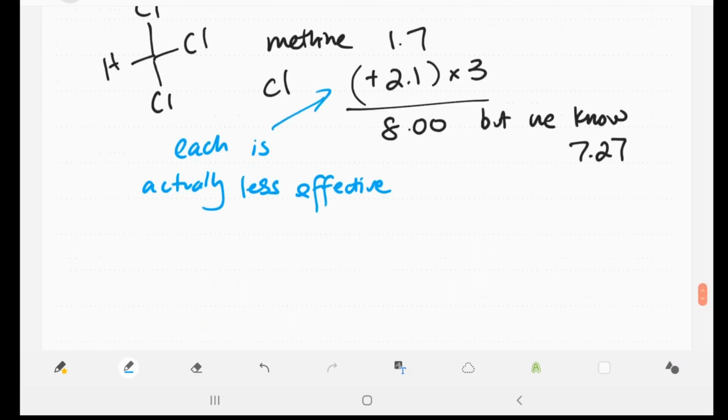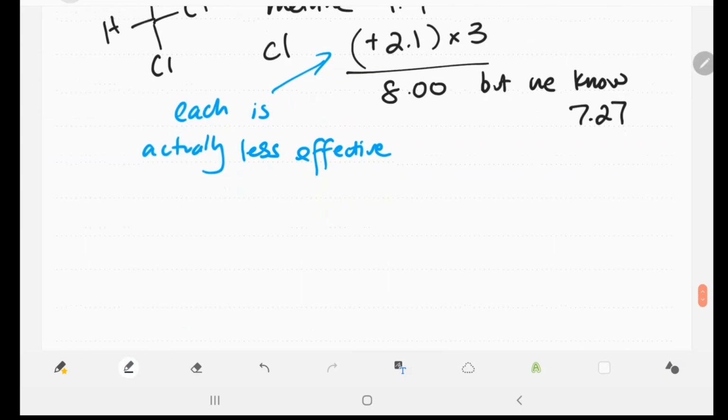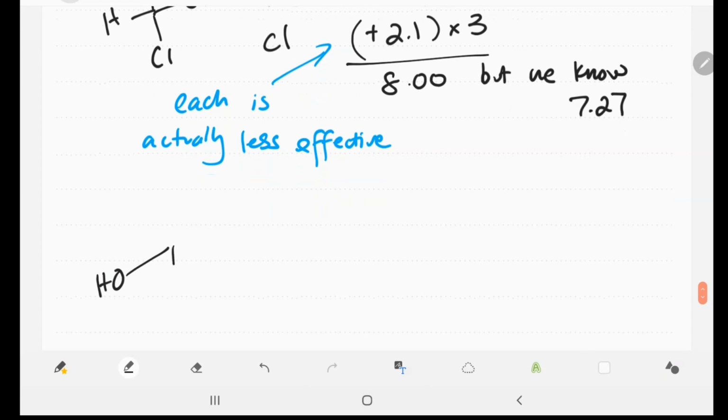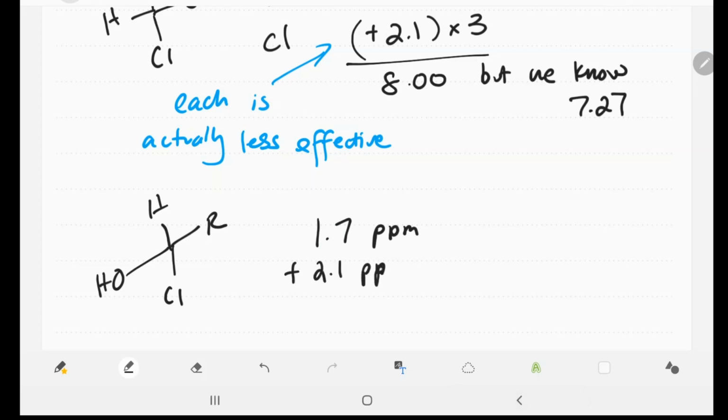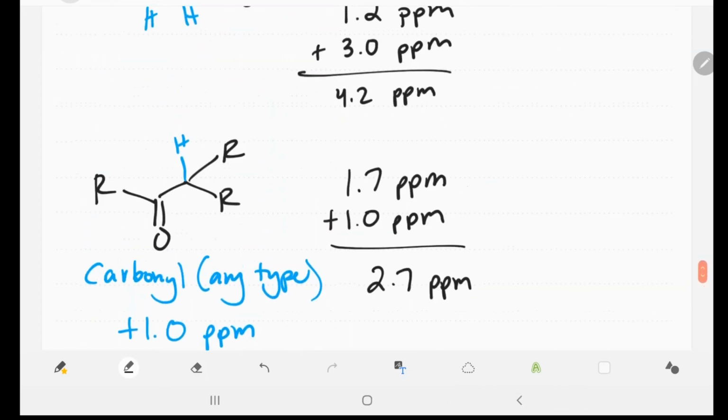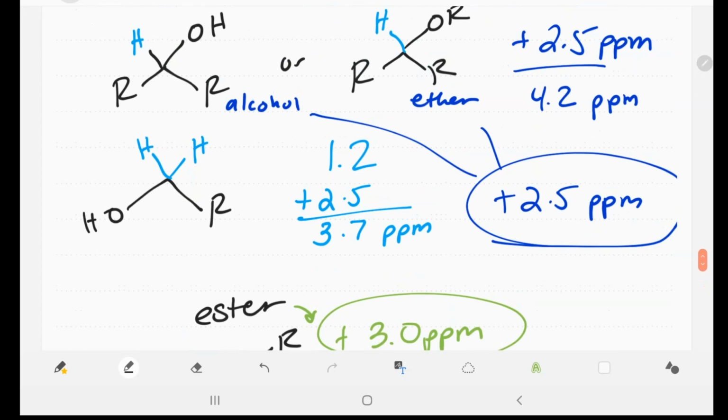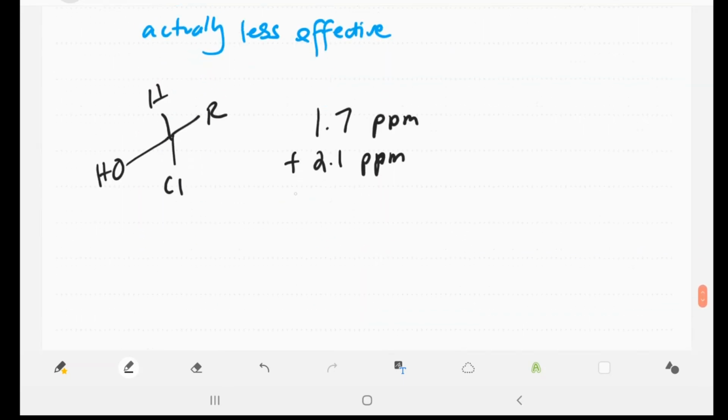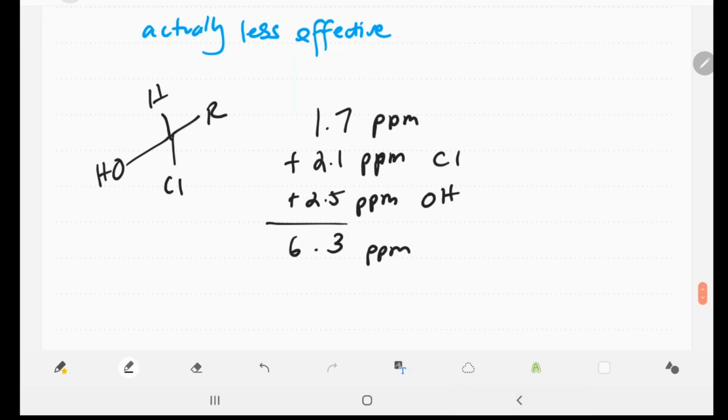For example, if you had something like this, you might expect, well, we have a methine, we have a chlorine, which is 2.1, and we have an alcohol, which remember is 2.5. Remember, alcohols here are 2.5. We might expect this to show up at 6.3 ppm. Let's find out.